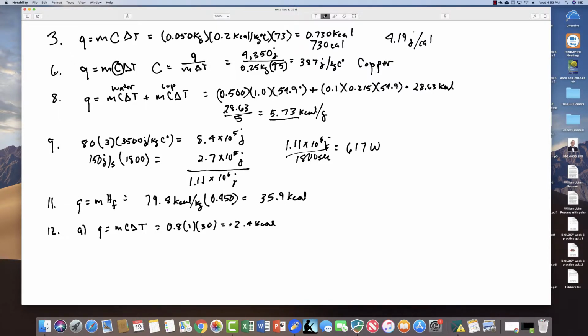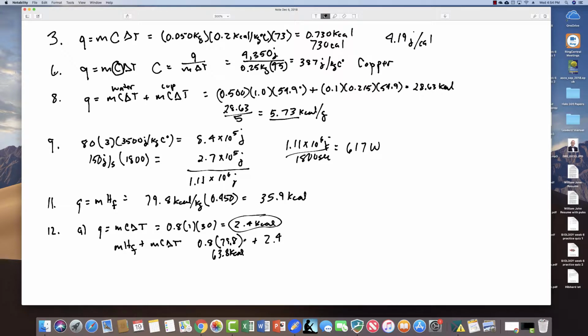Now, the second part says how much heat transfer is required to melt the ice and then raise its temperature to this 30 degrees. So you're going to take m times Hf to melt it, and then you're going to raise the temperature. So it's going to be 0.8 times 79.8 plus what we just calculated, our 2.4 kilocalories. And so if you do the multiplication here, you get 63.8 kilocalories.